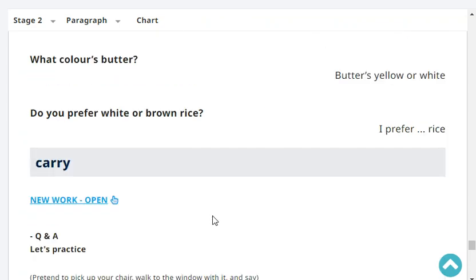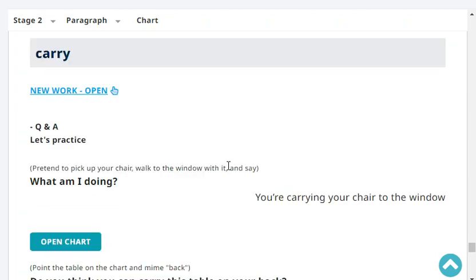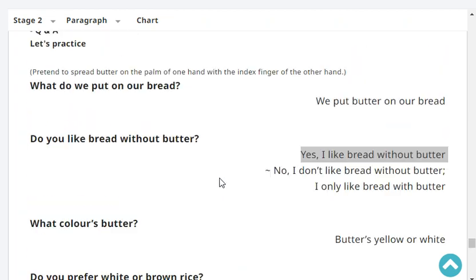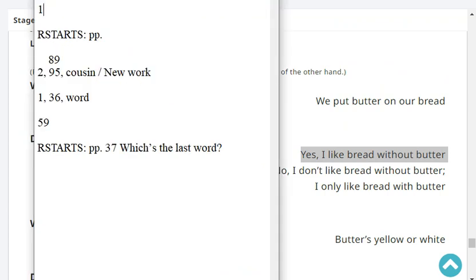Do you prefer white or brown rice? I prefer white rice to brown rice. Very good. Okay, let's move on to our reading. Our reading is stage one, page 36.